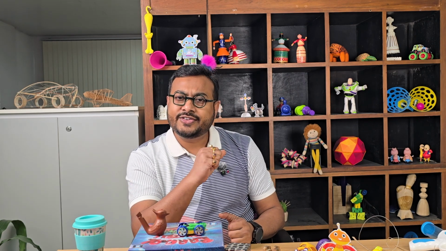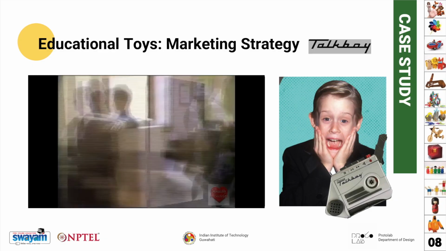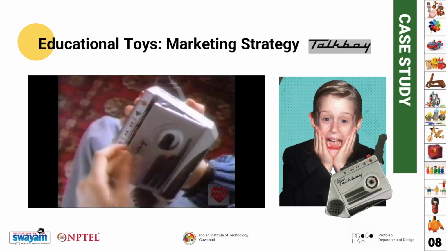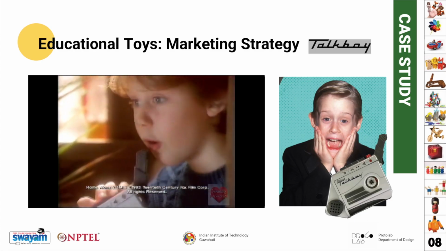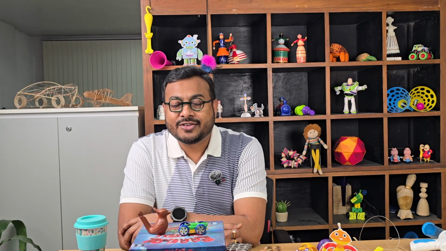The marketing strategy for the Talkboy toy, manufactured by Tiger Electronics, is considered a landmark case of successful movie tie-in marketing. The core of the strategy was the seamless integration of the product into Home Alone 2. The toy was not just for the movie, it was a central plot device used by Kevin McAllister to navigate New York, making it inherently desirable to children.